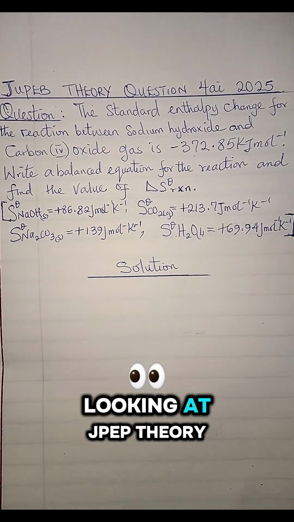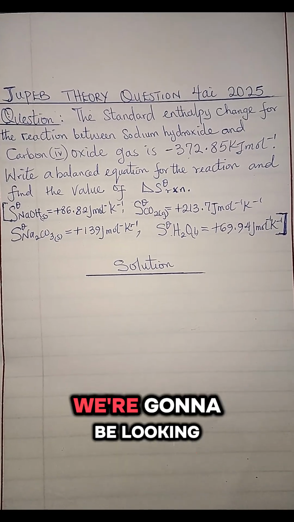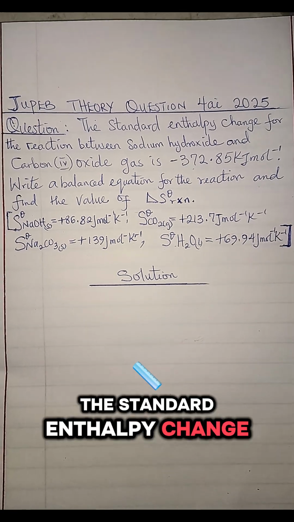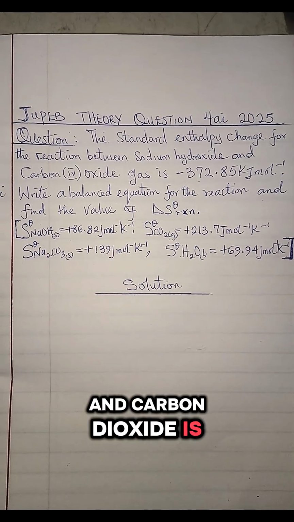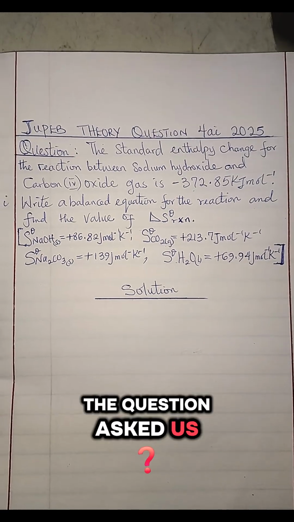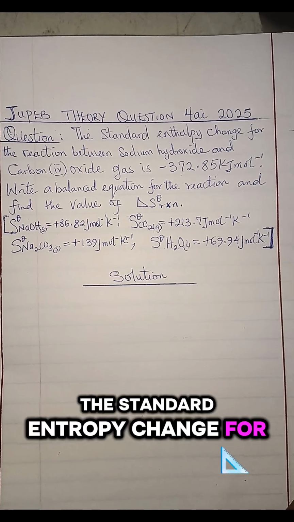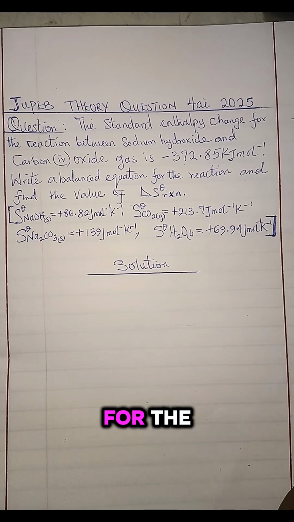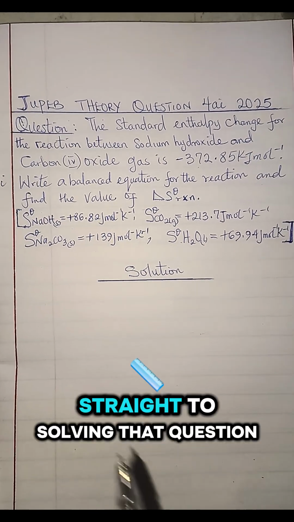Today, we're going to be looking at the GPEP theory question for AI 2025. We're going to be looking at physical chemistry today. The question says the standard enthalpy change for the reaction between sodium hydroxide and carbon(IV) oxide is minus 372.85 kilojoules per mole. The question asks us to write a balanced equation for the reaction, and we have to find the value of the standard entropy change for the reaction. We're given the values of the entropy changes for the reactants and the products. So quickly, we go straight to solving that question.